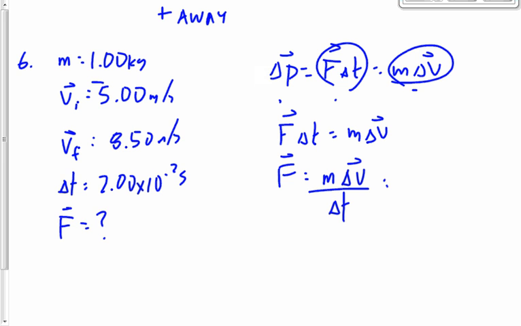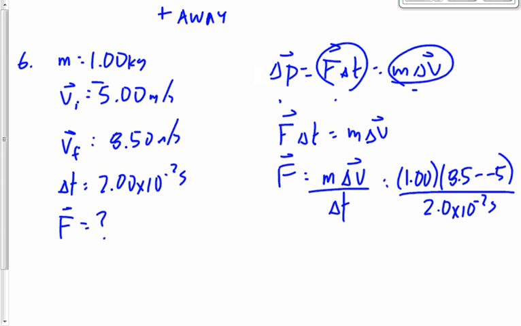M is 1.00 kilograms. Delta V is 8.5 minus negative 5. Or it could have been negative 8.5 minus positive 5. Either way. And delta T is 2.0 times 10 to the negative 2. It gives me a force here of 675 newtons.